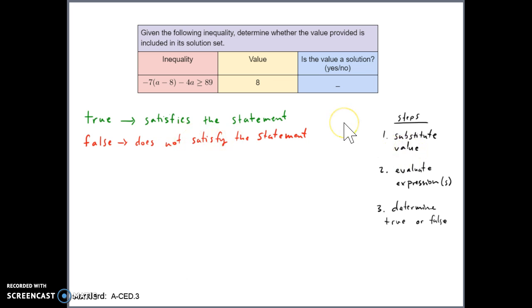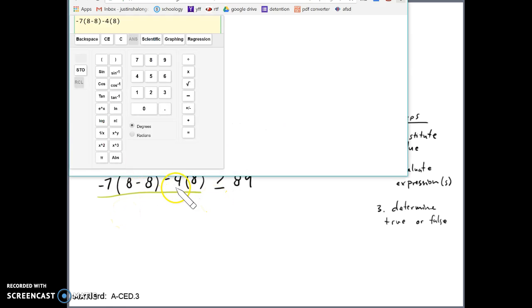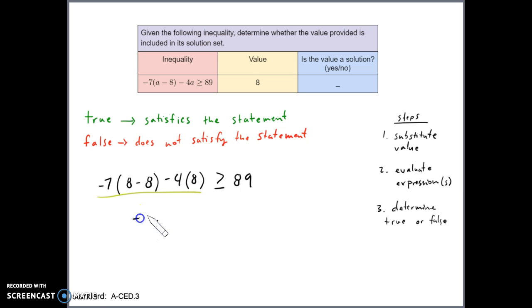So our first step is to substitute the value in for where the variables are. So we have negative 7 times 8 minus 4 times 8 is greater than or equal to 89. And now what we're going to do is simplify this expression right here, and see, does it satisfy our statement? So I'm going to go ahead and use the calculator to do so. I've punched this in my calculator the way it appears. I'm going to hit enter or equals, and it gives me a negative 32. So this all simplifies to a negative 32.